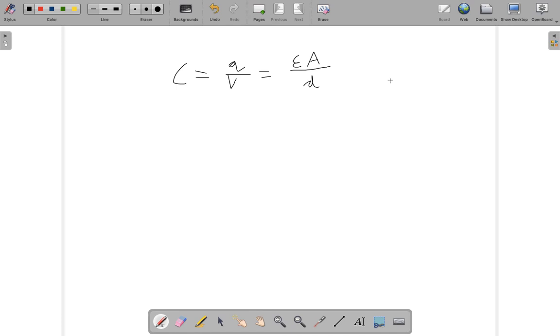Usually the permittivity of the medium is given in the question, but in most cases they assume it's the permittivity of vacuum, which is once again epsilon naught. It's a constant given in your data booklet, and that equals 8.85 times 10 to the minus 12 farads per meter. So that's capacitance.